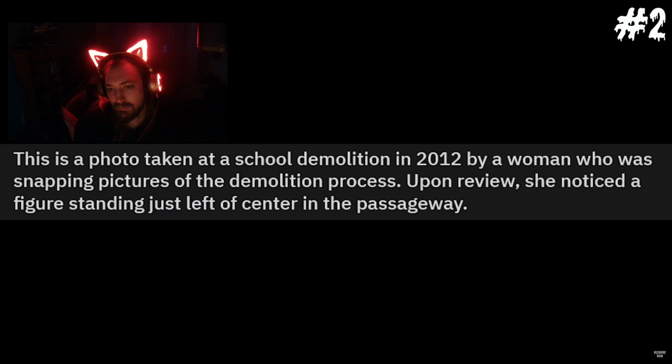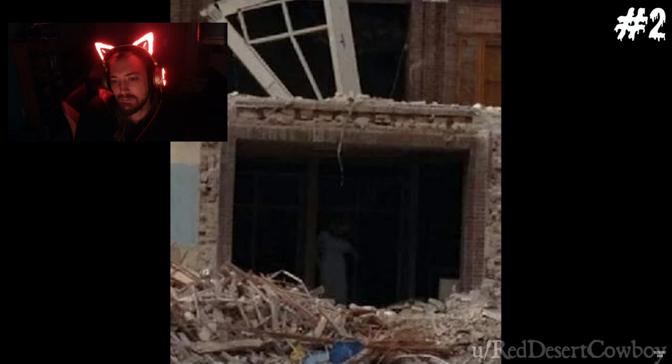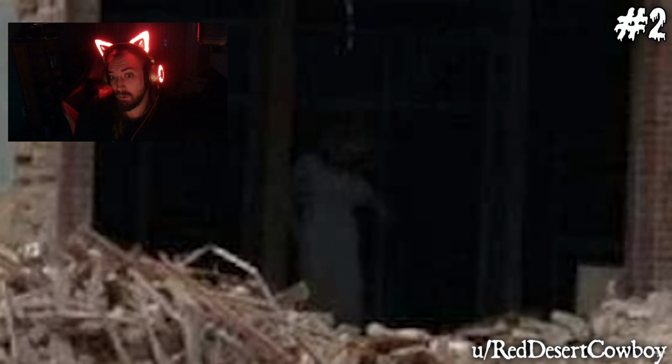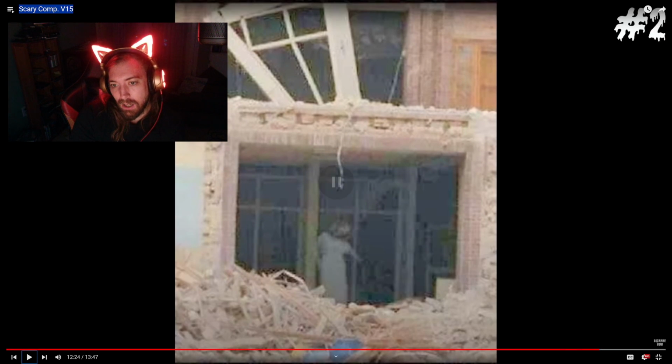The following was posted by Reddit user Red Desert Cowboy, who writes, "This is a photo taken at a school demolition in 2012 by a woman who was snapping pictures of the demolition process. Upon review, she noticed a figure standing just left of center in the passageway. Could this be a case of pareidolia, or is this actually an image of a ghost?"